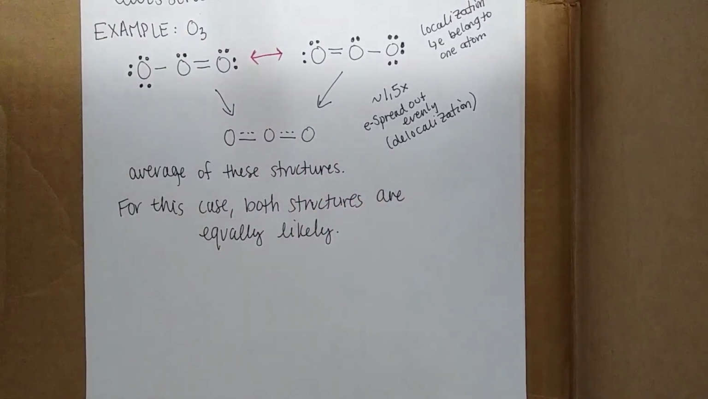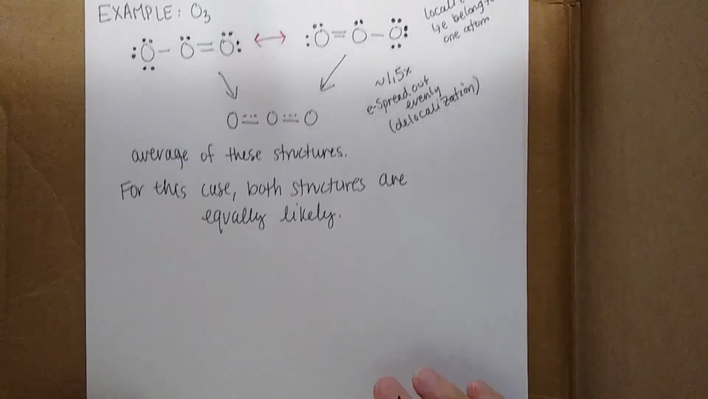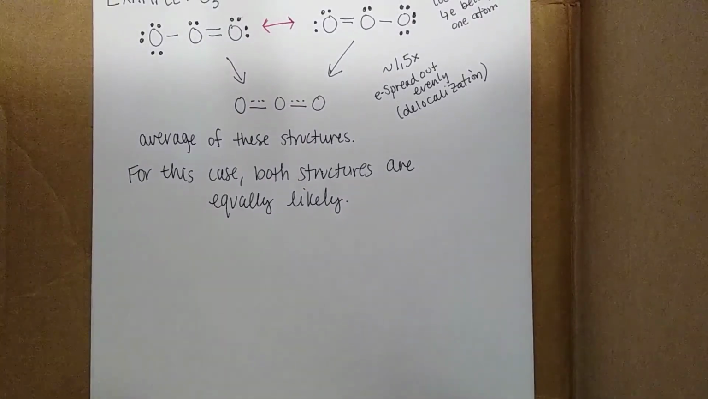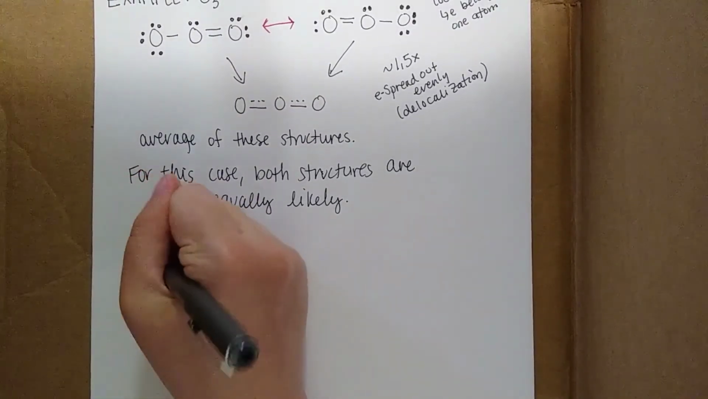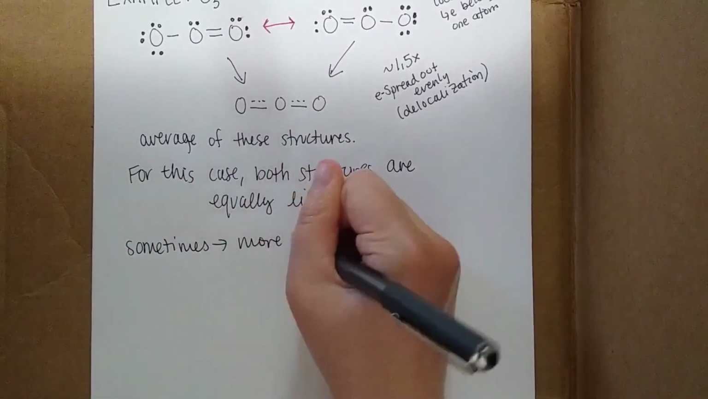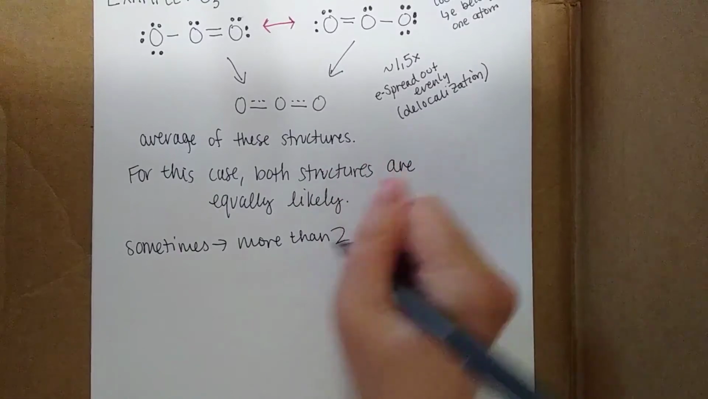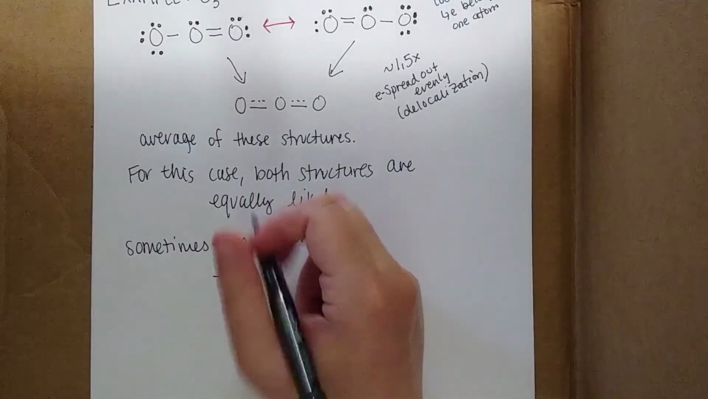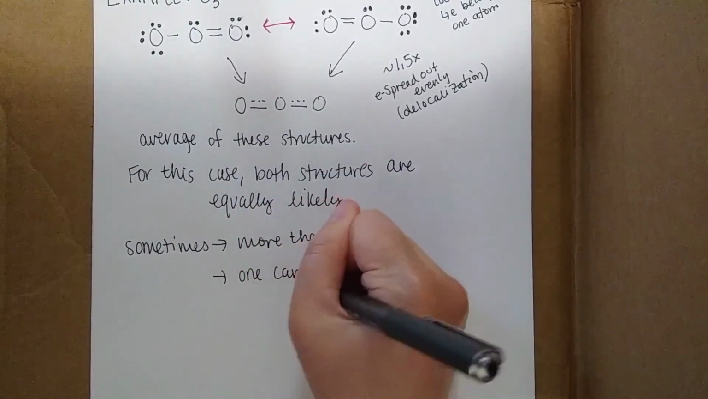But that's not always the case. Sometimes there are more than two resonance structures and they are very different, and one is better than the other. When that happens, the resonance structures can be unequally weighted. So let's just summarize that. Sometimes there's more than two, and also, one can be better than the other.